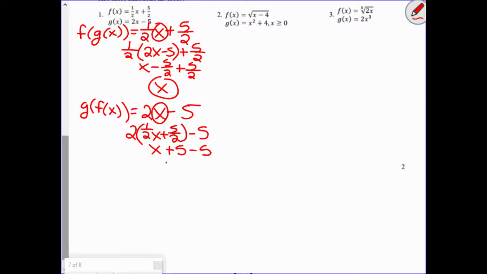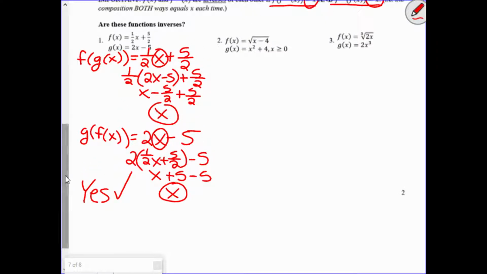5 and -5 cancel, you're left with x. So f of x and g of x are inverses. So if you get x both times, you're good to go there.